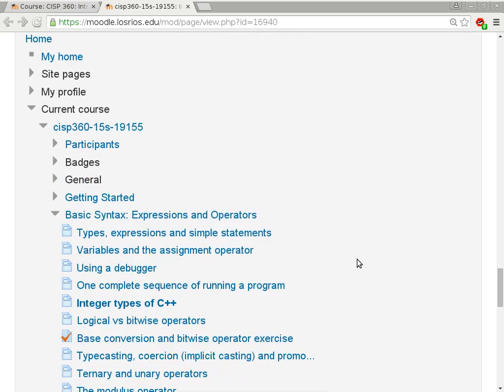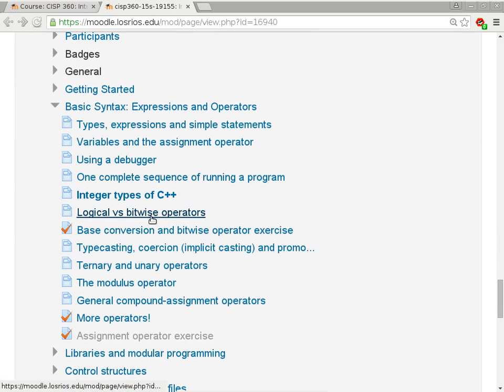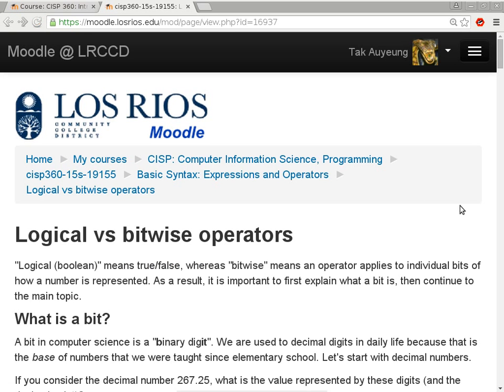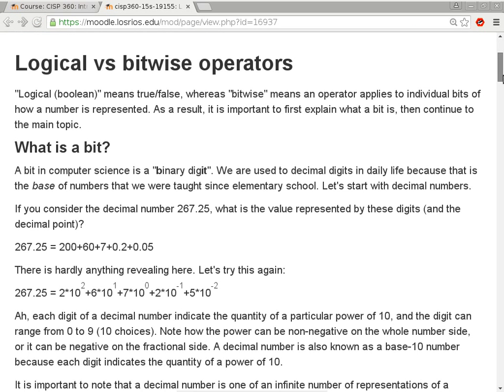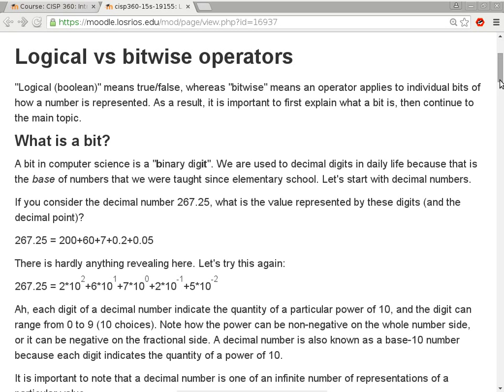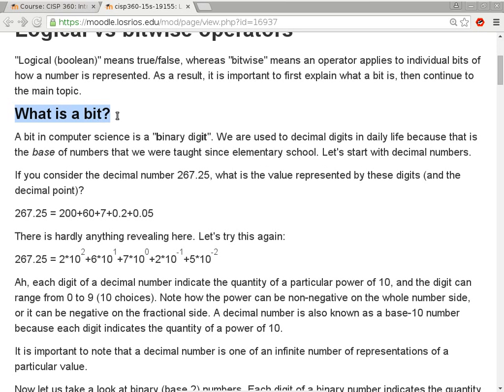All right, let's move on to the next one. We are now ready for logical versus bitwise operators, which is the next module. It is always helpful to read a little bit ahead of me. If I talk about a particular slide in the previous class, looking at the next one will help quite a bit because you know what I'm going to talk about. The first part of this is really a repetition. It talks about what a bit or binary digit is. I'm going to skip this part because we have talked about it already.